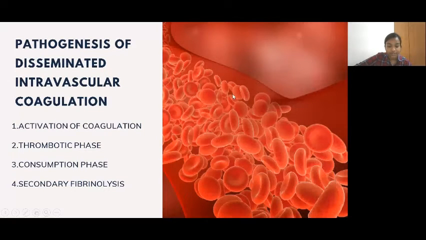Greetings to my lecturer. My name is Nishandra and I'm going to be presenting on the pathogenesis of disseminated intravascular coagulation. There are four phases in the pathogenesis, which are activation of coagulation, thrombotic phase, consumption phase, and the secondary fibrinolysis phase.